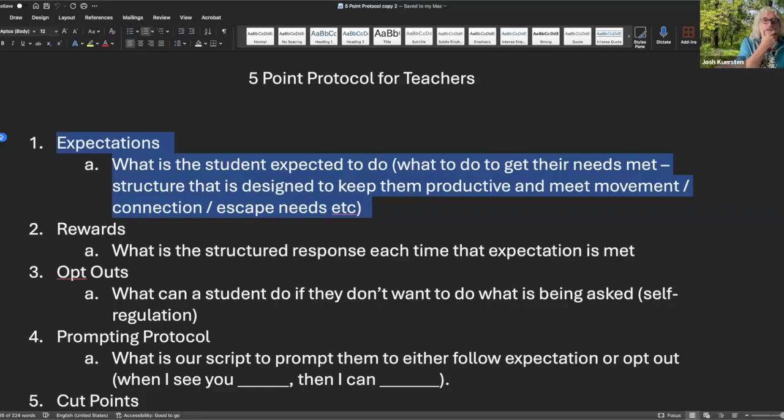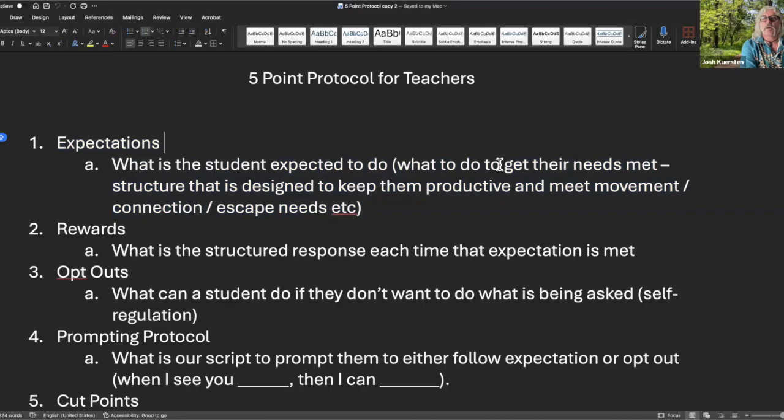And I'm like, okay, well, do we have an expectation for them? What kind of expectation are they being asked to do? And when we think about these expectations, I really want to think about this part, get their needs met.